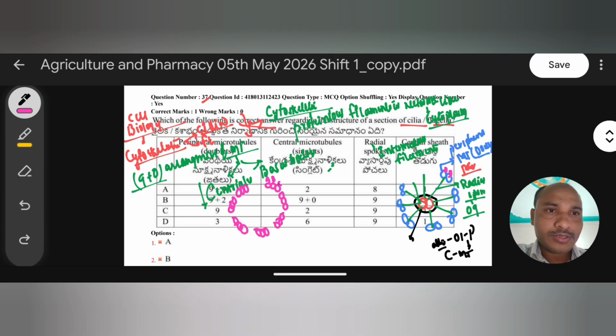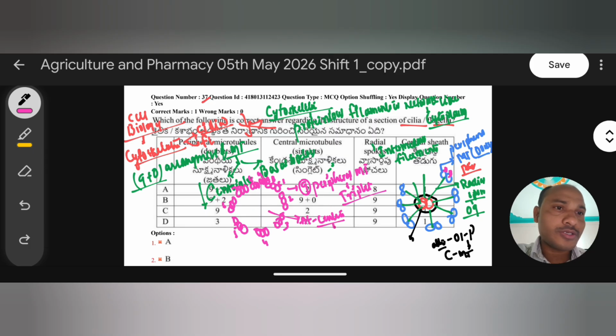There are 9: 1, 2, 3, 4, 5, 6, 7, 8, and the ninth. So there are 9 peripheral microtubules in triplet form. Very important: in 9+0 we have triplet peripheral microtubules. At the center, very important, we don't have a central microtubule. The central microtubule is absent.